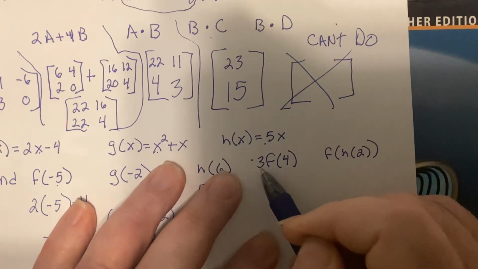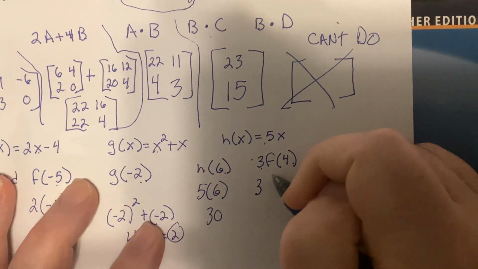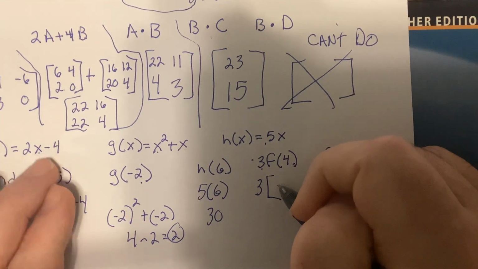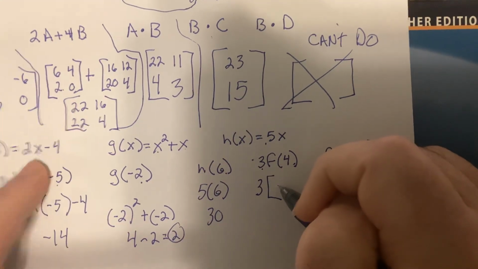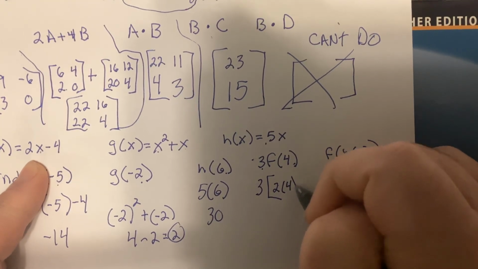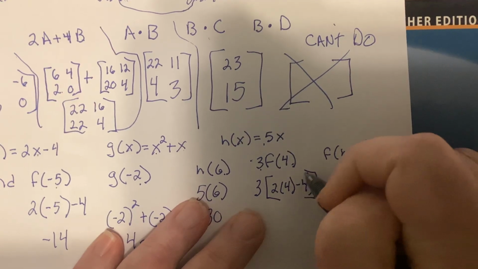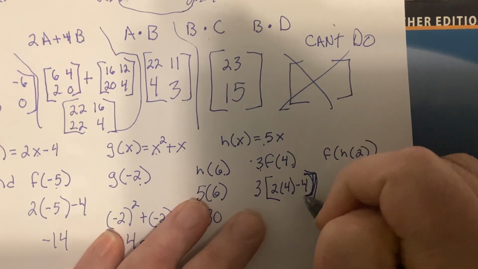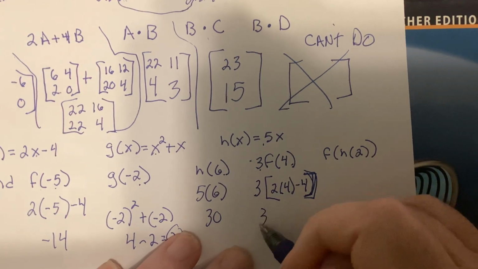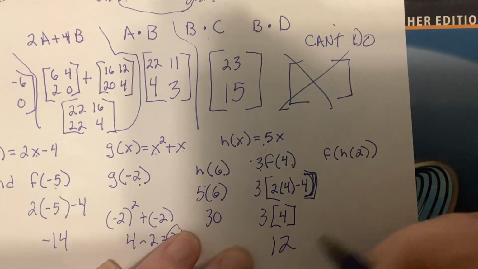Now this is 3 times f of 4. So you go 3, what is f of 4? Go back over here, look here. 2 times 4 minus 4. Meant to do that, not parentheses there. 2 times 4 is 8, minus 4 is 4. So it'd be 3 times 4 is 12.